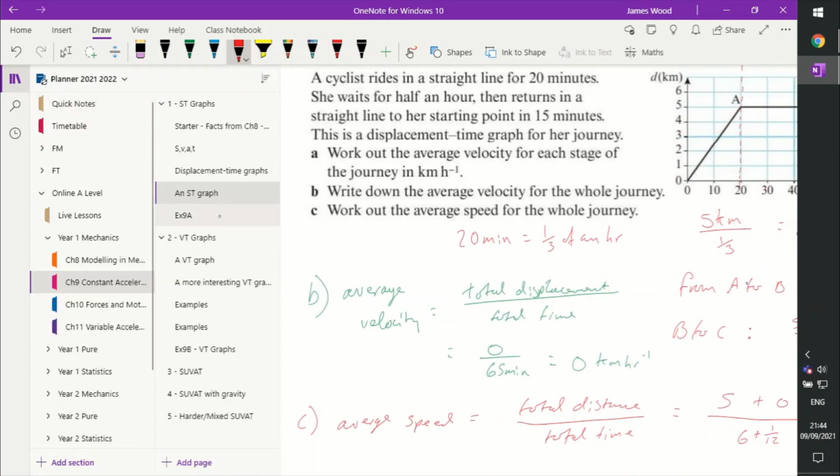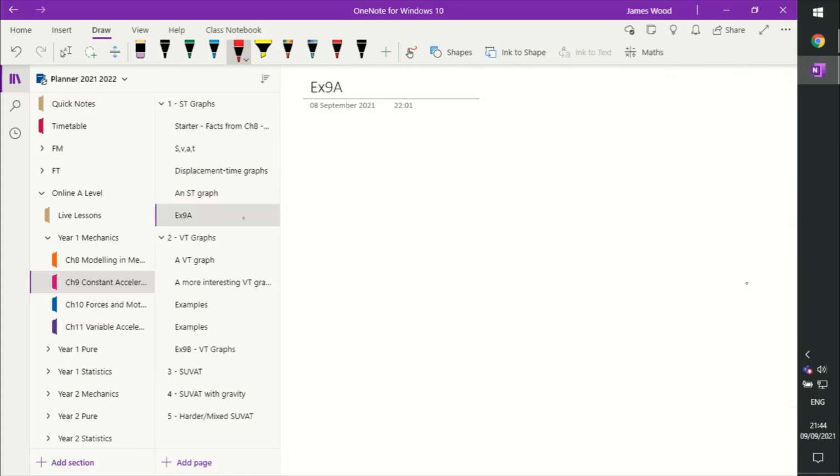Okay. Have a look at exercise 9a, just for some practice reading, interpreting, and making calculations based off of displacement time graphs.